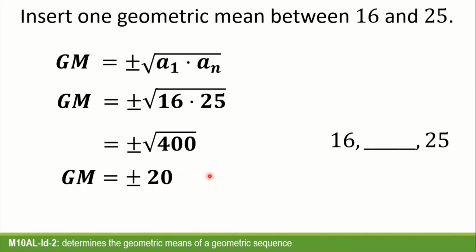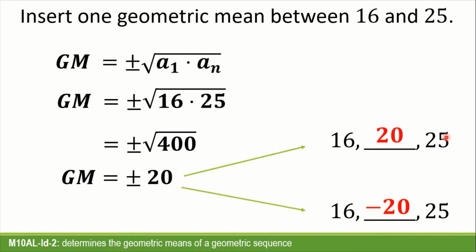So, dalawa ang pwedeng maging geometric sequence na mabuo natin. First is by using positive 20. So, we have 16, 20, 25. And using negative 20, we have 16, negative 20, 25.